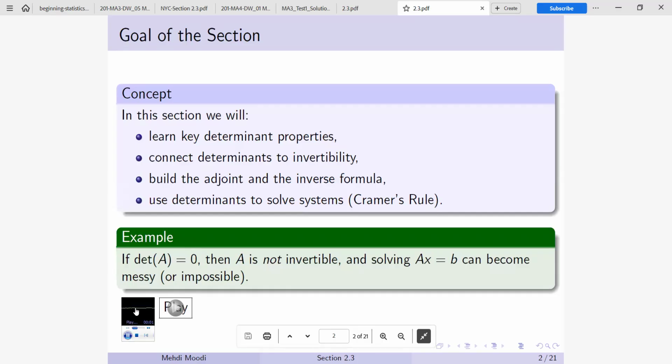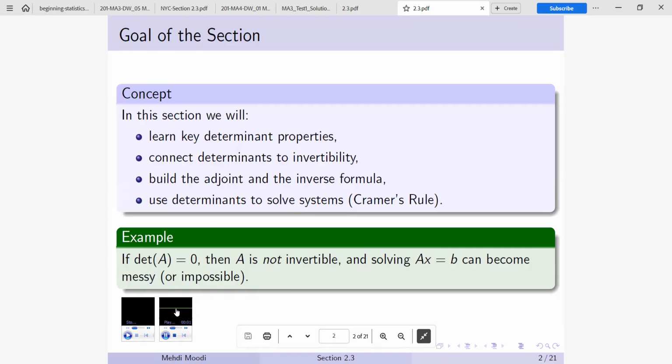Today is all about what determinants can do for you. Scaling, invertibility, products, inverses, and the famous Cramer's rule. Think of determinants like a matrix lie detector. When it says 0, the matrix is hiding something.